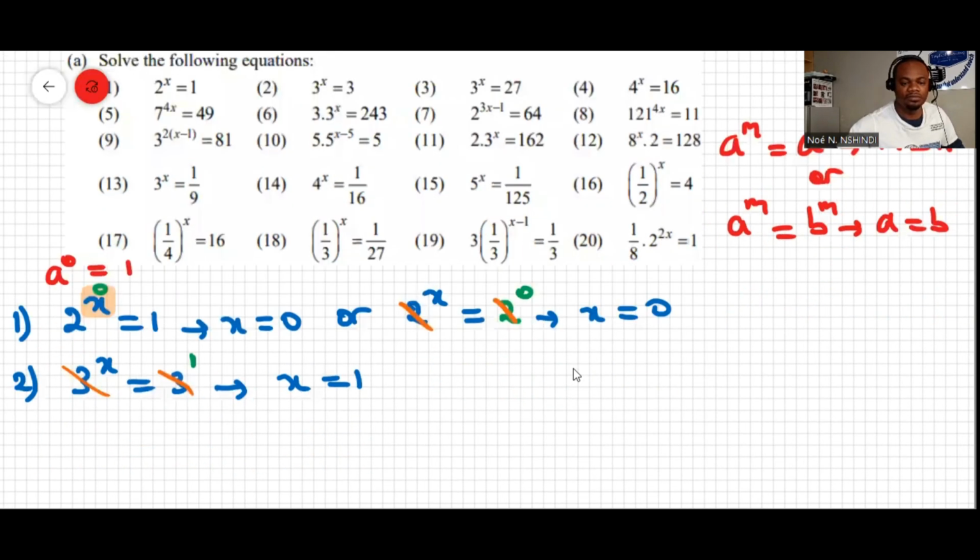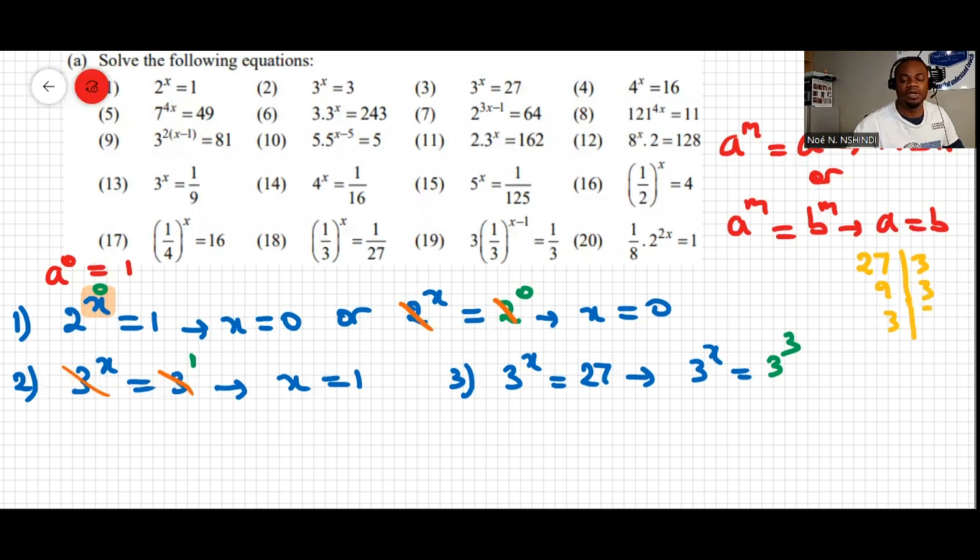Question 3. 3 to the power of x equal to 27. So what we need to do here is to write 27 in terms of its prime factors. 27 is the same as 3 to the power of 3 in terms of prime factors. If you're unsure, you can do the factor: 27 divided by 3 is 9, divided by 3 is 3, and then divided by 3 is 1. Now we have 3 times 3 times 3, which is 3 cubed. Or you can use a calculator.